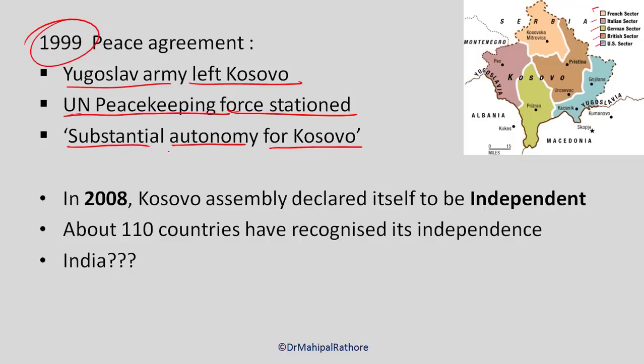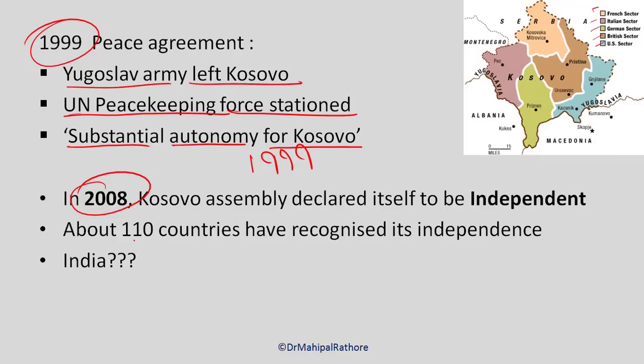These are the exact words of the peace agreement. According to this interpretation, the Kosovans thought that we are independent. They assumed that this substantial autonomy means independence. So they say that we are independent from 1999. And in their parliament, officially they declared themselves independent in 2008. This declaration of independence was not very well received by Serbia. Serbia is still not happy; they say we will not allow Kosovo to break away into a separate province. They are adamant on it. And in the future, if there is any war in the Balkans, it will be because of this region.